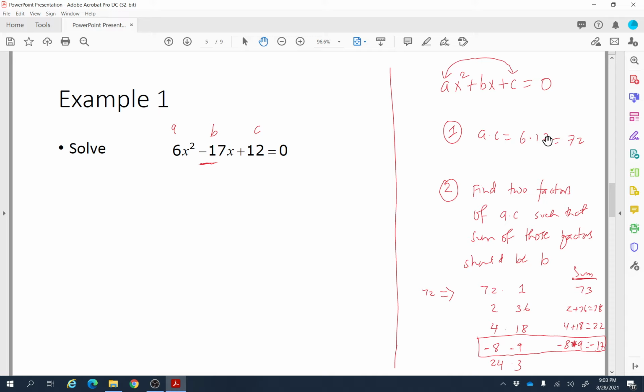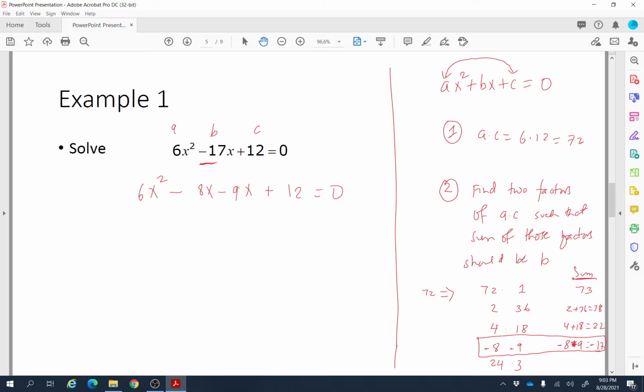So that's what I'm going to do. Step 3, we are going to split this b as the sum of these two factors we found. So look here, I can write this problem as 6x squared minus 17x written as negative 8x, negative 9x, and it doesn't matter whether you write 9x first and 8x next. So now we're just rearranging this equation.